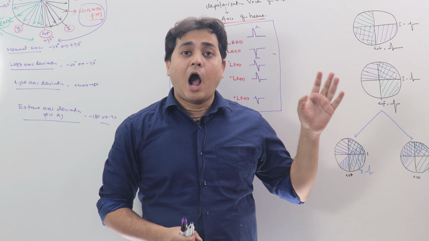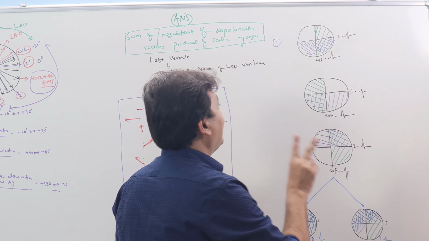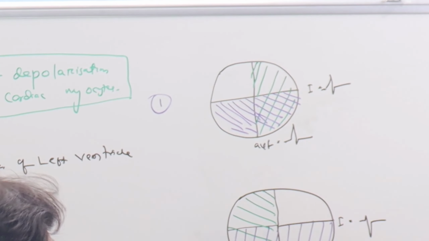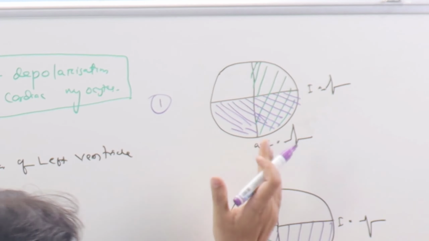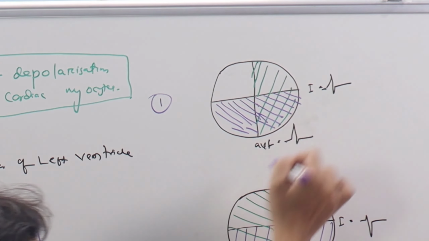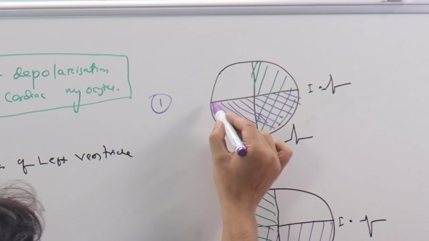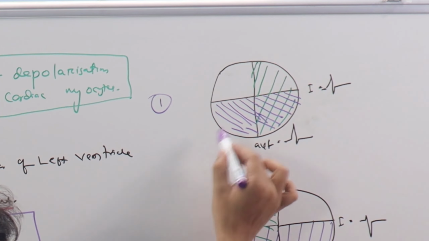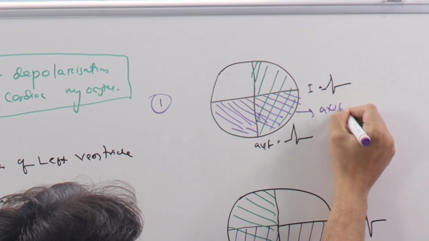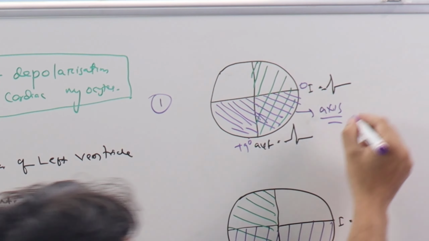Now let us see how we can calculate the axis by using the quadrant method. We will check only two leads, lead 1 and lead AVF. If lead 1 is positive, that means the cardiac axis lies to the right side of this vertical line. This is marked by the green lines. If AVF is positive, then the cardiac axis will lie below this transverse line. It is marked by purple lines, and their cross section is actually the axis of the heart, right? So it is 0, it is plus 90. As I've discussed, 0 to plus 90, this is the normal axis of the heart.